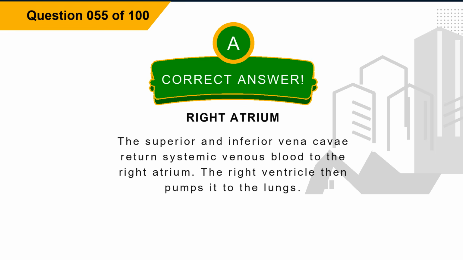Explanation. The superior and inferior vena cava return systemic venous blood to the right atrium. The right ventricle then pumps it to the lungs.